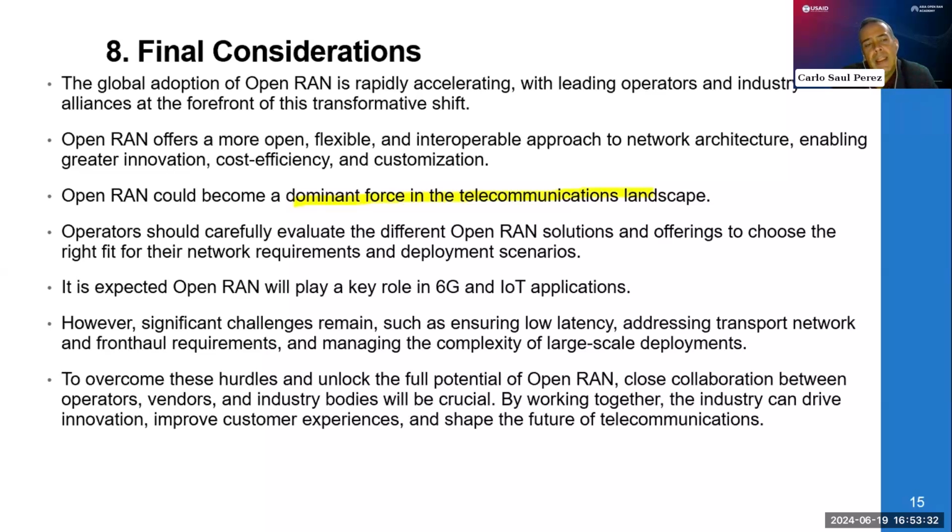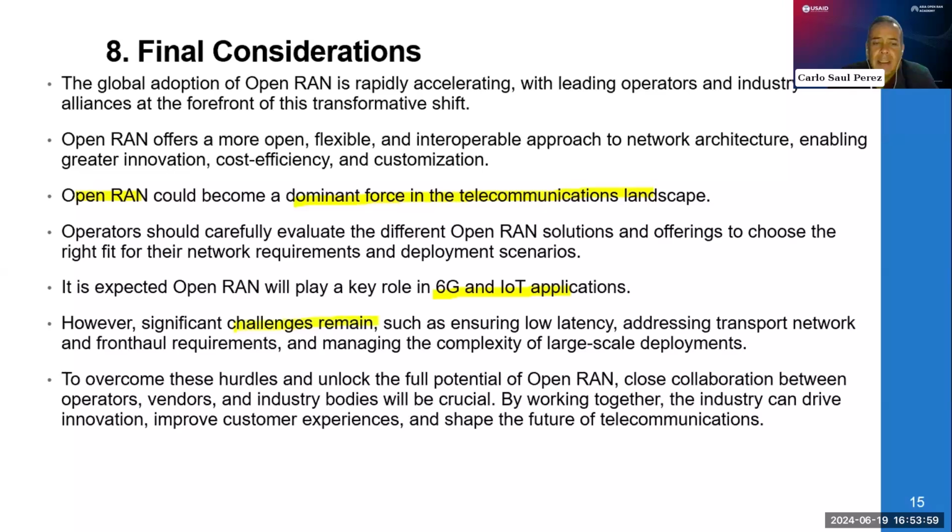Also, it's possible that Open RAN, or at least a principle of it, could be used in the next generation, in 6 years, for example. The operators need to evaluate the different solutions to include in their networks. Open RAN is expected to have a key role in 6G and IoT applications.